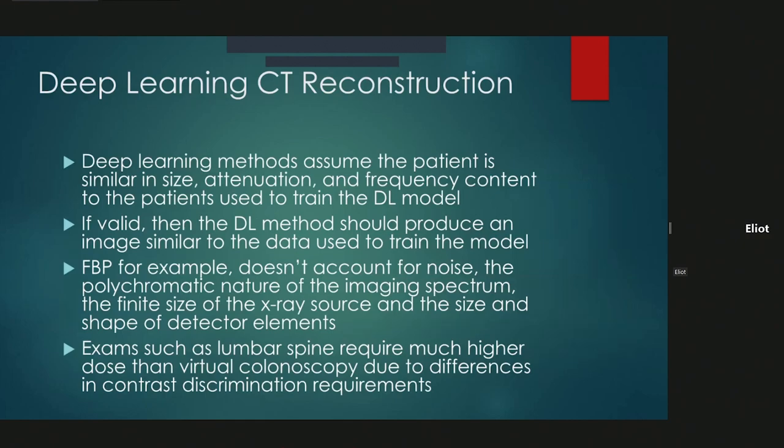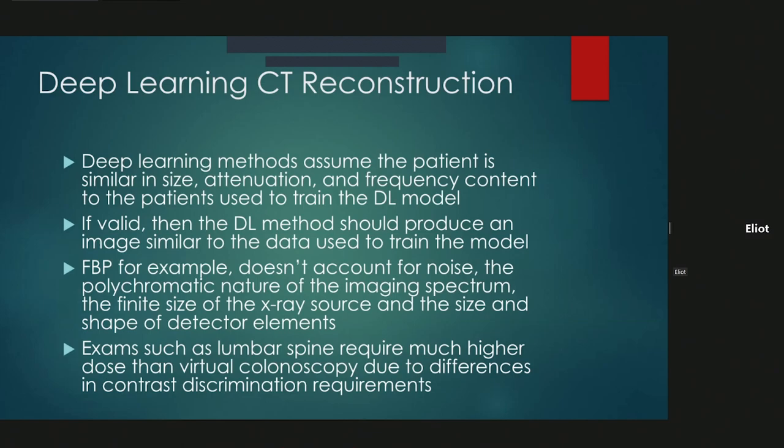And so in general, these deep learning methods assume that a patient is fairly similar in size, attenuation, and frequency content to the patients used to train the deep learning model. That's a really important point, similar to the bias that we see with algorithms that detect abnormalities or make diagnoses. It's really important that the training for these deep learning models also utilize scans that are similar to the types of scans that are going to be obtained in actual patient scanning environments.